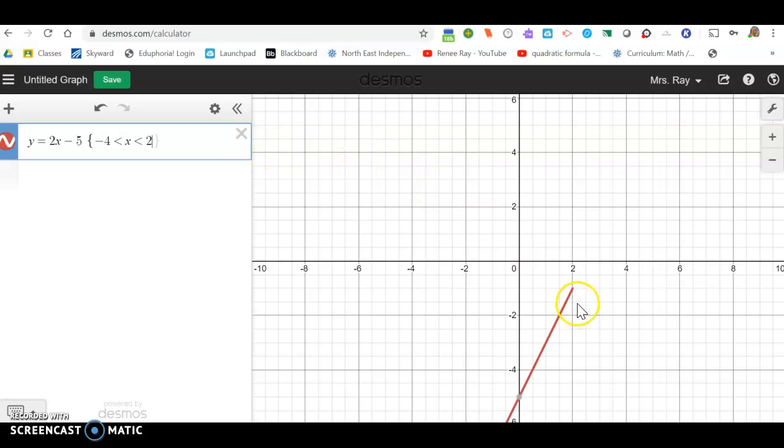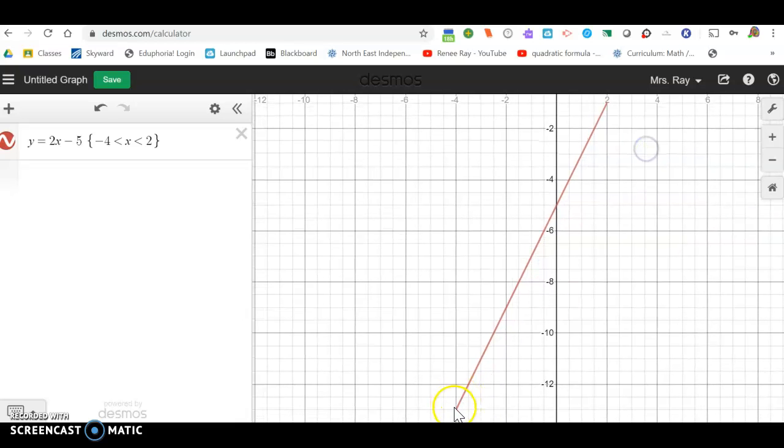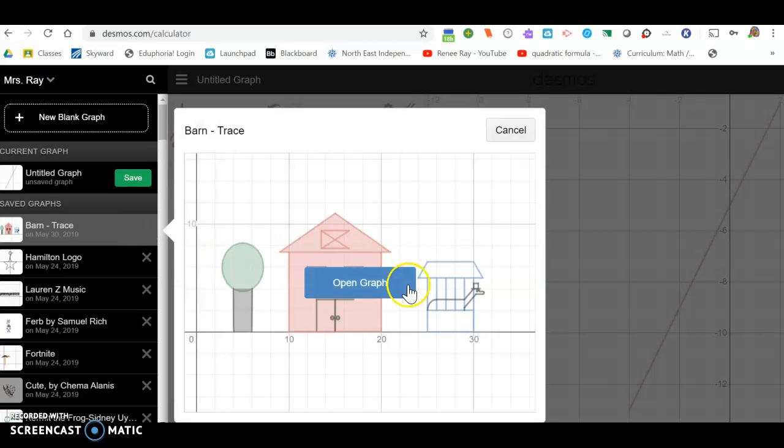And you can see here, I can even go -4 to +2. There's my line. And you can go through, you can change colors of lines. You can mess around with this. I'm going to show you a couple of old ones.